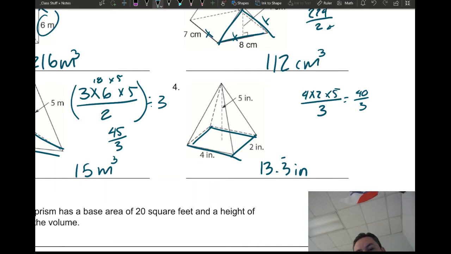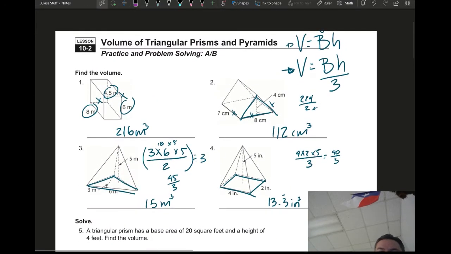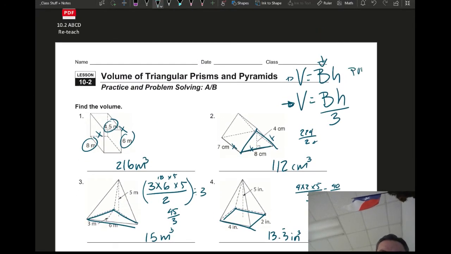Again, multiply the three numbers. 4 times 2 is 8. 8 times 5 is 40. And then divide by 3. Inches cubed. Again, you can always go back and use the formulas. This is a pyramid.